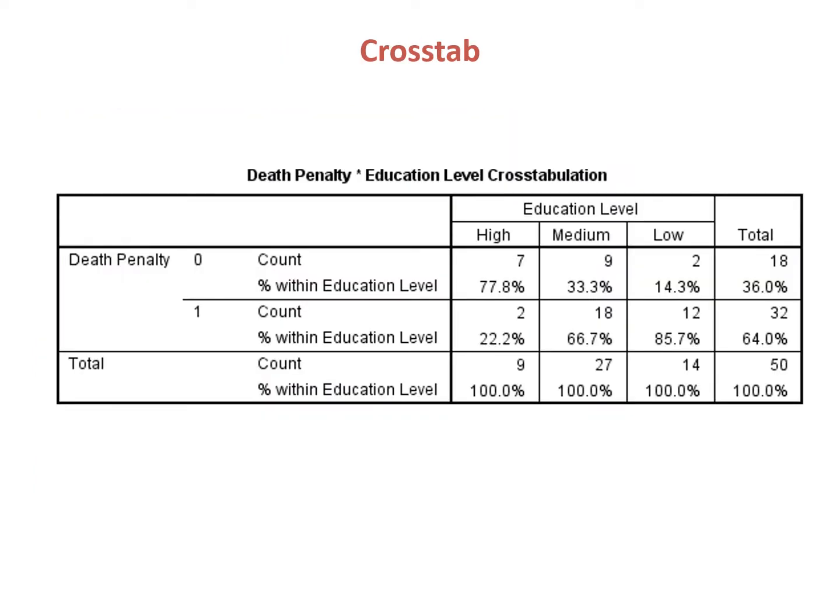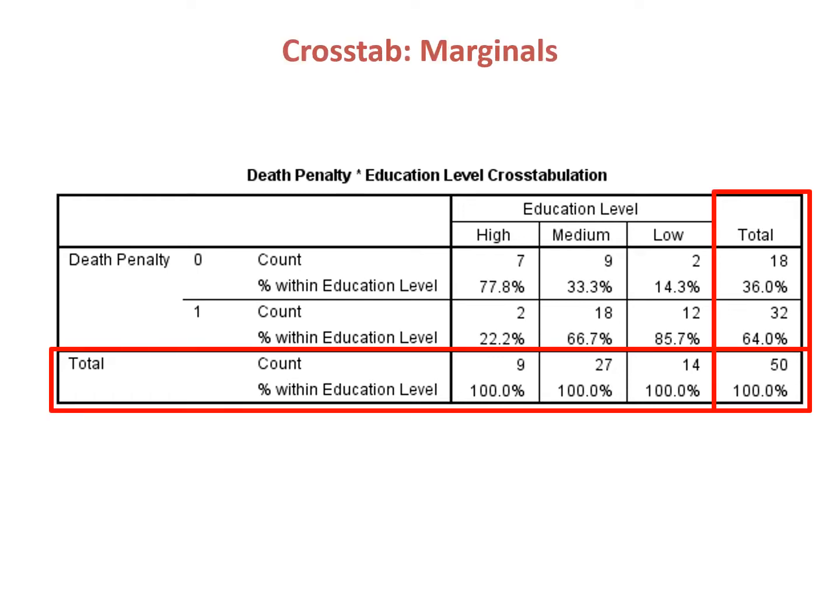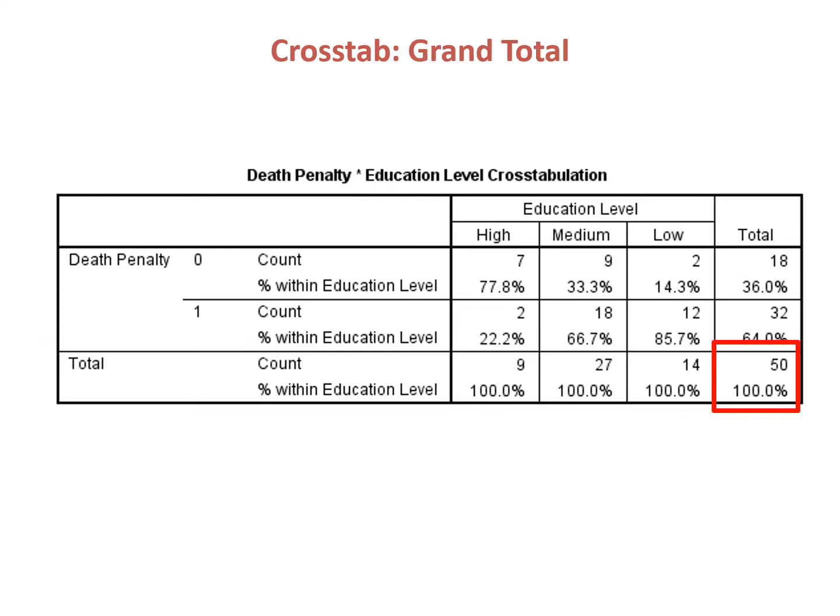The result is the output seen here. The totals at the ends of the columns and rows are known as the marginals. In a few moments, we will see that they play a special role in understanding the patterns in the table. In the lower right-hand corner, we have the grand total. The data comes from 50 states, which total 100% of the results.